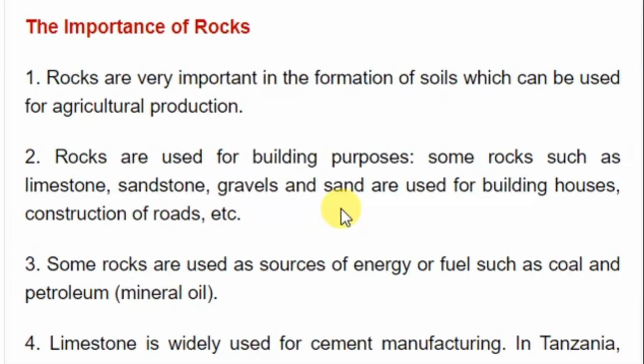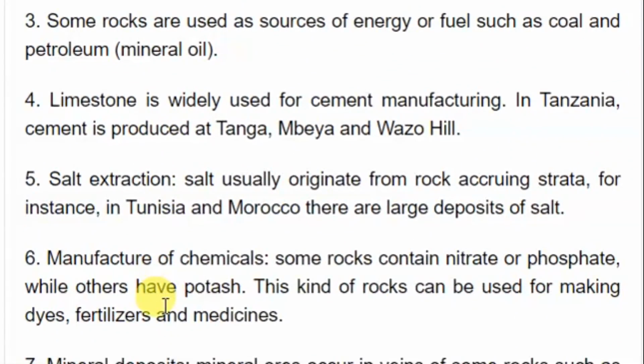Nimetoa kwa mfano mawe ya Tanga. Mawe ya Tanga, they are used in construction, especially in regions such as Dar es Salaam. Some rocks are used as sources of energy or fuel such as coal and petroleum. Then number 4, limestone is widely used for cement manufacture in Tanzania. Limestone inatumika katika kutengeneza cement in Tanga, Mbeya and Wazo Hill.